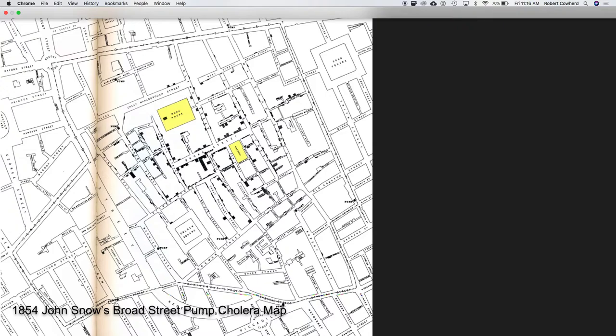And he put a coffin in every household where a body had to be taken away. And so he said, what's up with this? There's an awful lot of death right around here, and there's a pump. He looked at where all the public pumps were. There's a pump right here on Broad Street.